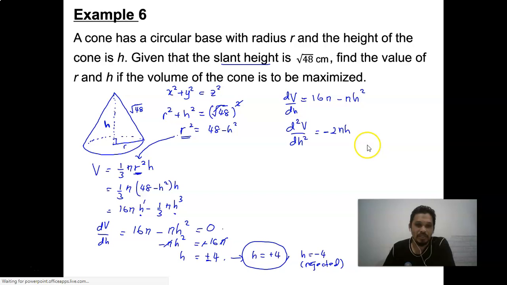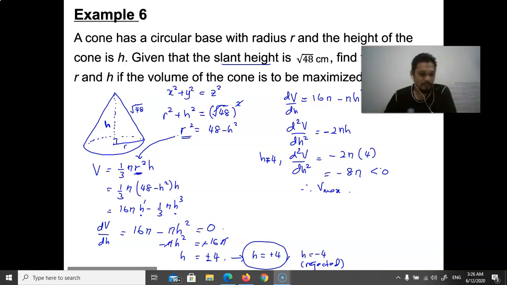So then we're going to substitute the value of h equal to 4 into here. So the second derivative of V with respect to h, where h equal to 4, equal to negative 2 pi times 4, then it is equal to negative 8 pi. And this value is negative, which is less than 0, then V is maximum. Okay, V is maximum when h equal to 4.